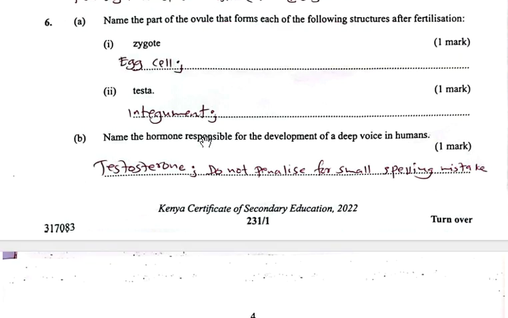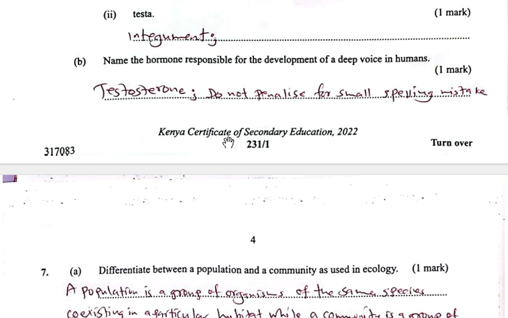Part B, name the hormone responsible for development of a deep voice in humans, and that is a testosterone hormone, which is the one which is responsible for secondary sexual characteristics. And a deep voice is an example of a secondary sexual characteristic in males.